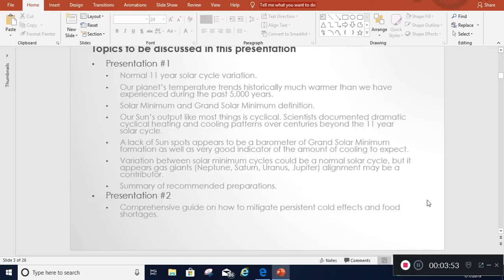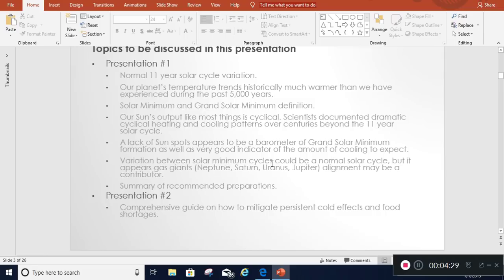So we're going to talk about in this presentation the normal 11-year solar cycle. There's some variation within that, but our planet's temperature trend historically has been much warmer than we've experienced during the past 5,000 years. Solar minimum and grand solar minimum definition: our sun's output, like most things, is cyclical. Scientists documented dramatic cyclical heating and cooling patterns over the centuries beyond the 11-year solar cycle. A lack of sunspots appears to be a barometer of grand solar minimum formation, as well as a good indicator of the amount of cooling to expect.